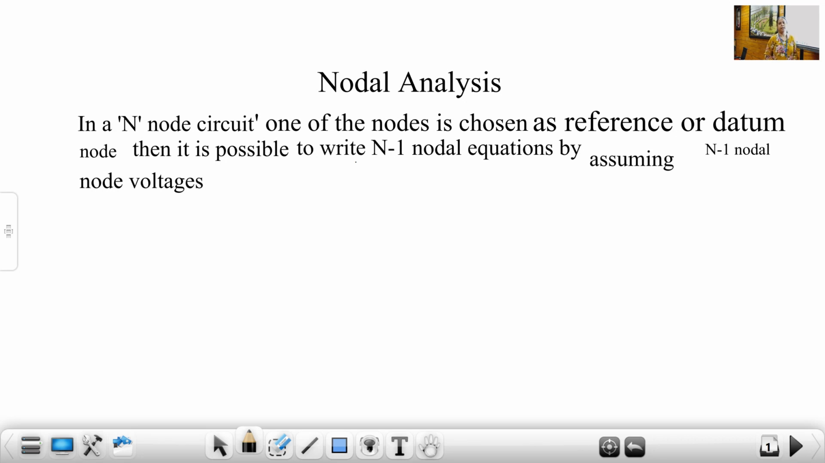Hello students, in the last session we have seen mesh analysis and mesh analysis by inspection method. In today's session we will learn nodal analysis. Let's start with nodal analysis.